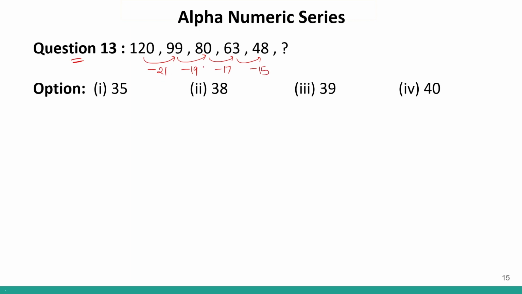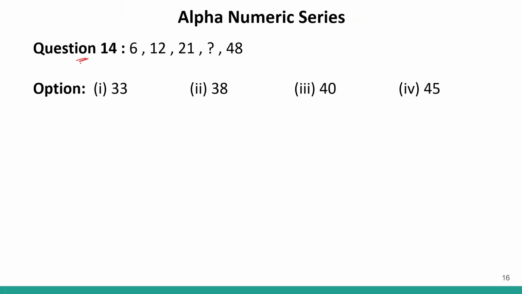These are consecutive odd numbers, right? So 21, 19, 17, 15. So the next will be minus 13. If I subtract 13 from 48, I'll get 35. So 35 will be my answer, which is given in option number 1. So option number 1 will be the correct answer to this question. Clear?